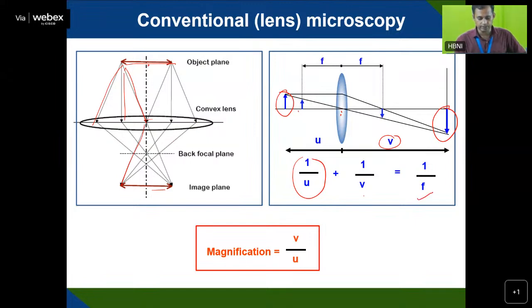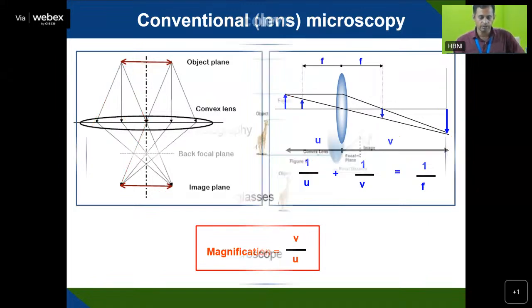So you will be able to see this relation first. Here magnification is nothing but v by u, and this is a normal conventional microscope.